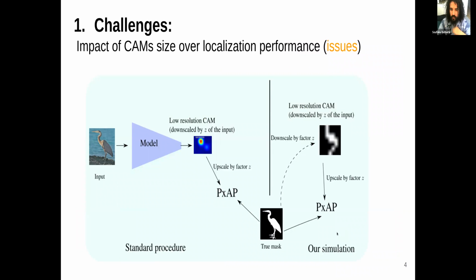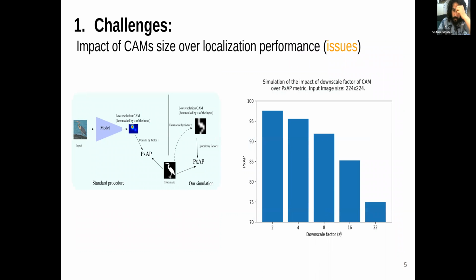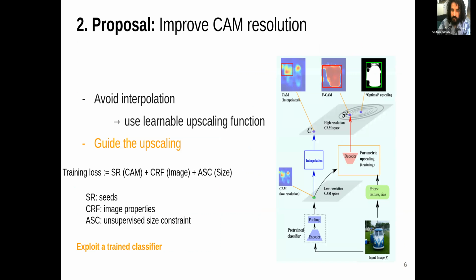To show this, we take the true mask and downscale it by a factor, and then try to go back using interpolation to see if we can recover exactly the object. When we vary the downscale factor, we see that it has major impacts on the localization accuracy. The higher the downscale factor, the more error you get in terms of localization.